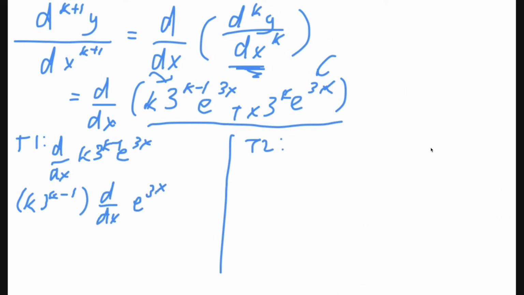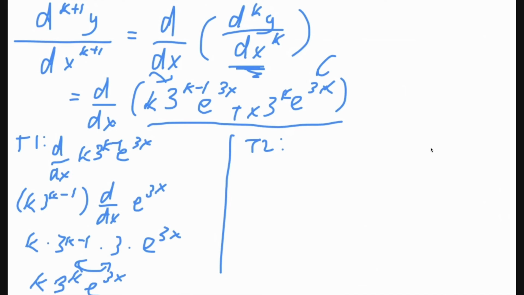As we've already established earlier, this derivative is just equal to 3 times e to the 3x. So we're just left with k times 3 to the k minus 1 times 3 times e to the 3x. We can combine these two to get k times 3 to the k, because 3 to the k minus 1 times 3 is 3 to the k, times e to the 3x. Boom, we just did that.